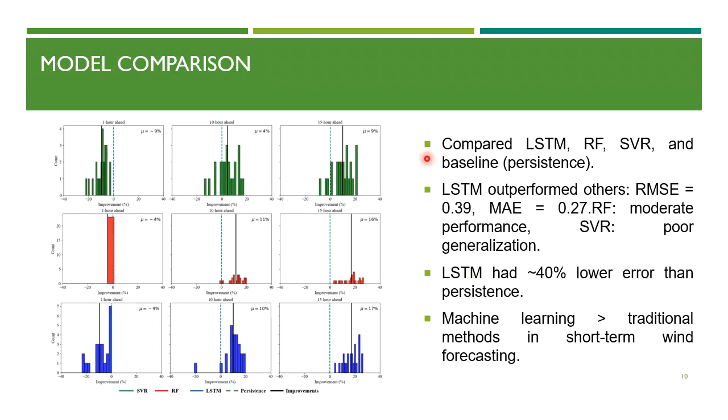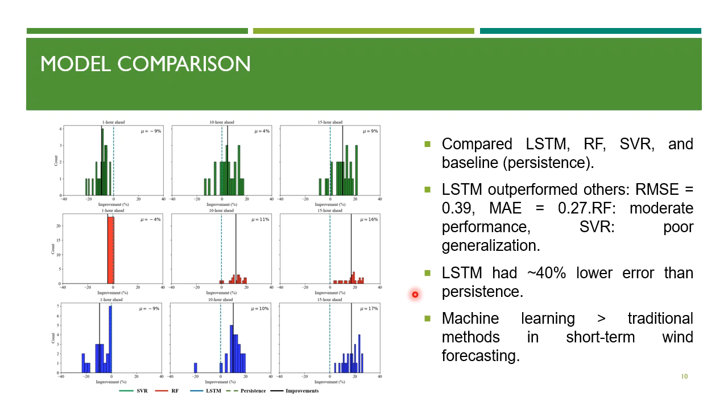Here we look at how the LSTM model compares to random forest, SVR, and a basic persistence model. Persistence simply assumes the future wind equals the current one. That is the algorithm's definition. It's a useful baseline. LSTM had the lowest RMSE and MAE, outperforming persistence by about 37% and 41% respectively in terms of RMSE and MAE.